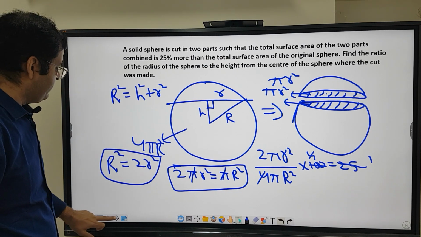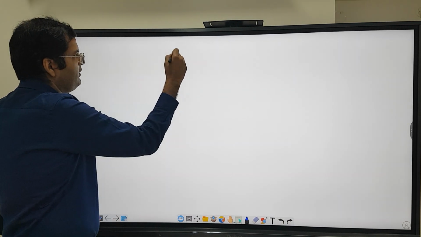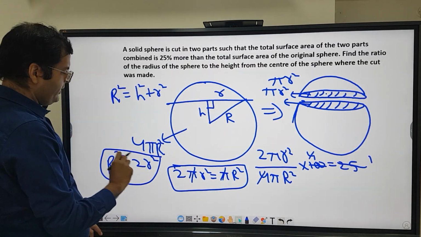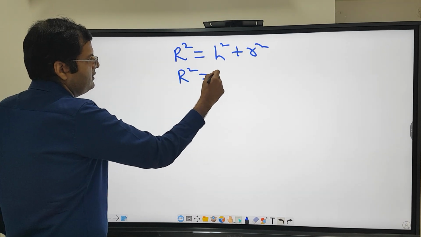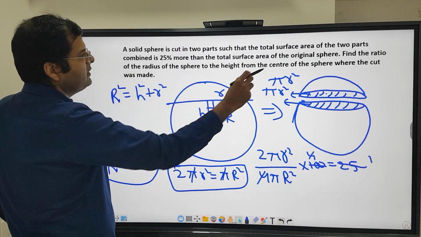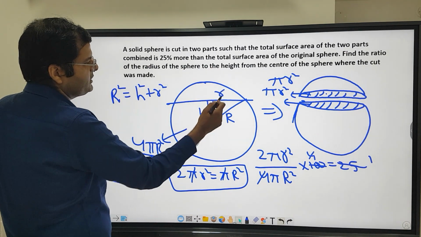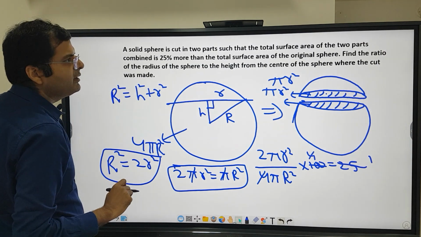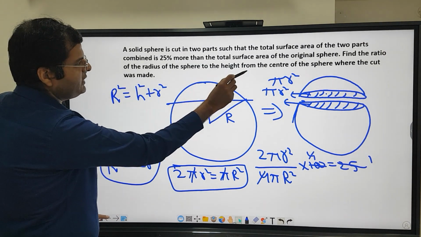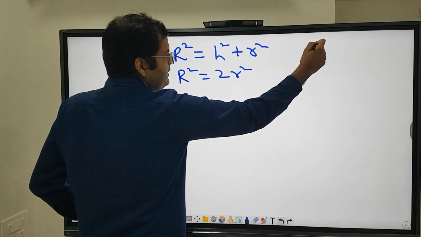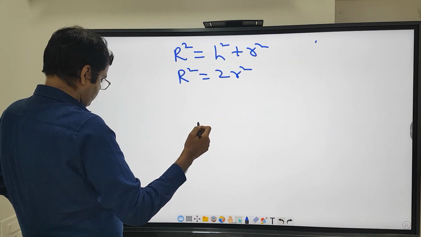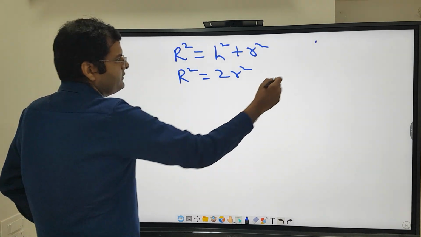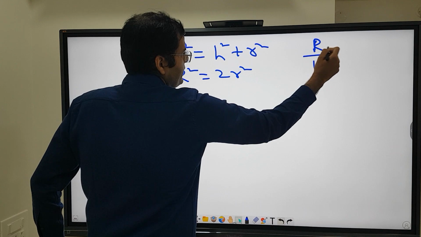Now I have capital R square in this equation. Also I have concluded that capital R square is 2 into small r square. What do I have to find now? Find the ratio of the radius of the sphere to the height from the center. So the radius of the sphere to the height means capital R upon h we have to find.